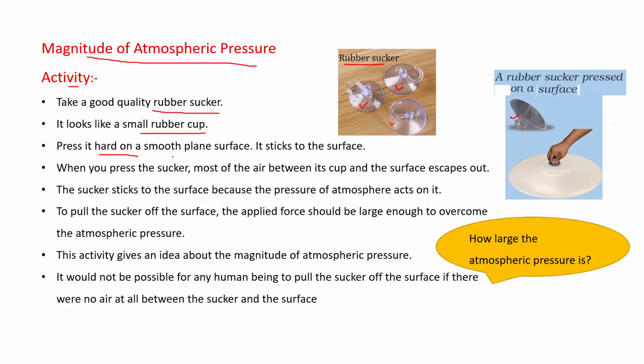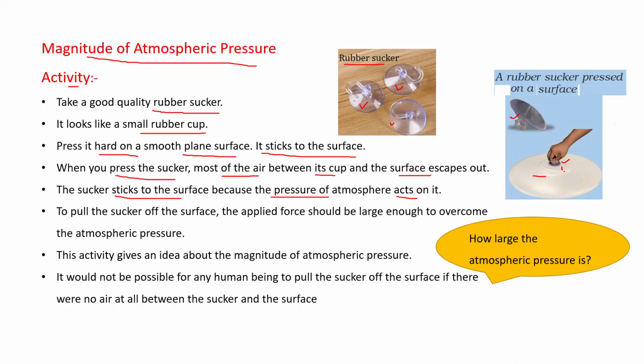Press it hard on a smooth plain surface, and then you will observe that it sticks to the surface. This is one plain surface and this is a rubber sucker. We press hard, that's why it will stick to the surface. When you press the sucker, most of the air between its cup and the surface escapes out. The sucker sticks to the surface because the pressure of the atmosphere acts on it.